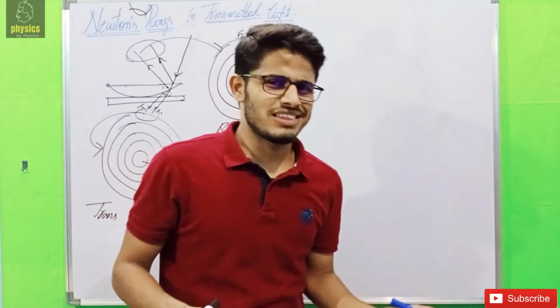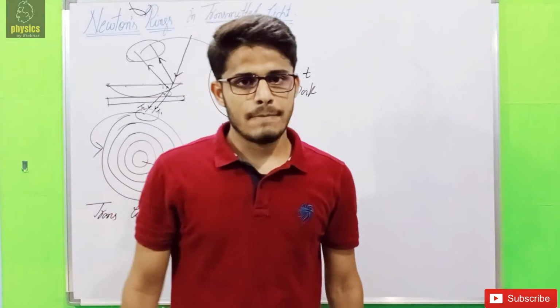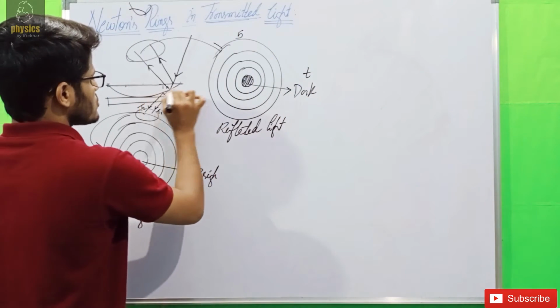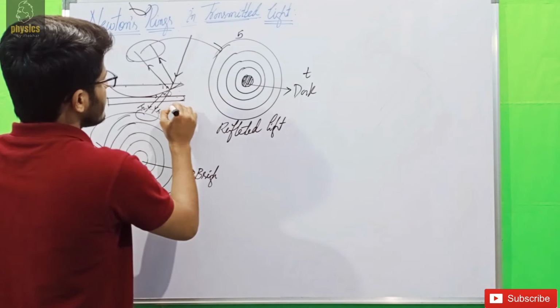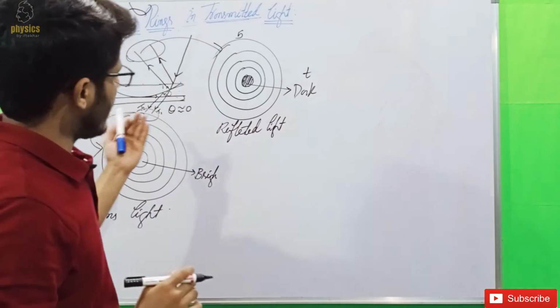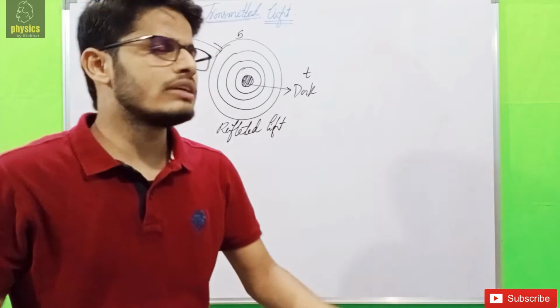So now we will be finding the path difference. Sorry, we won't be finding the path difference. Already we did in the wedge shaped film. So it is exactly similar to that. This is also a wedge kind of thing, having some angle, but the angle here is very small. That's why we'll take theta to be equal to 0.